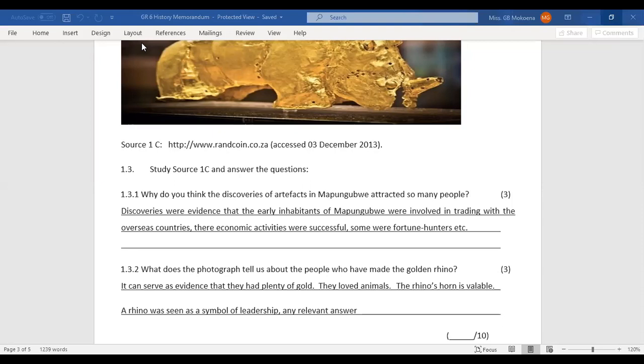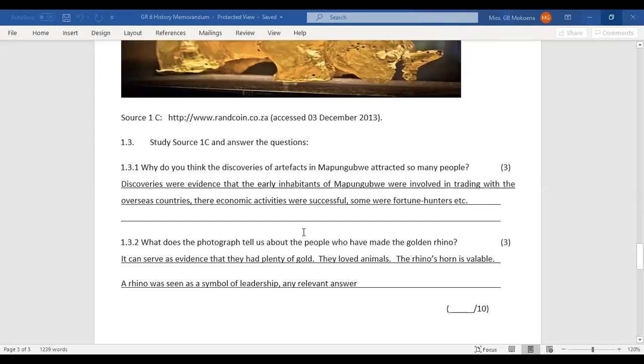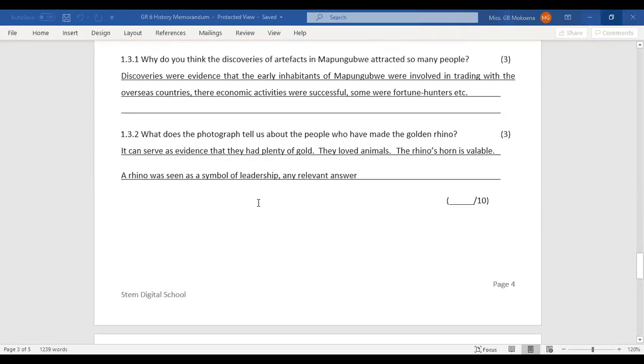Okay, my answer says the discoveries were evidence that the early inhabitants of Mapungubwe were involved in trading with overseas countries. Their economic activity was also successful, and some were fortune hunters, etc. So all the answers that you guys gave were correct.